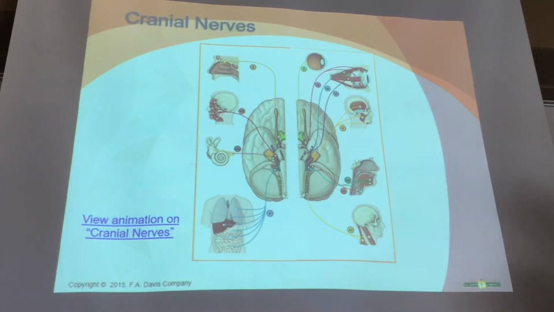Okay, cranial nerve number 4. What's this one? Trochlear, good. And is this sensory or motor or both? Motor. Now this is going to control one of the muscles of your eye.